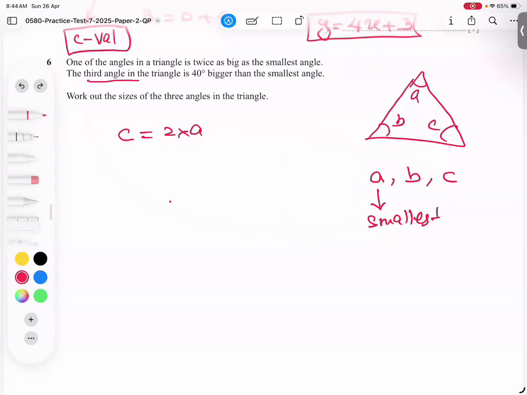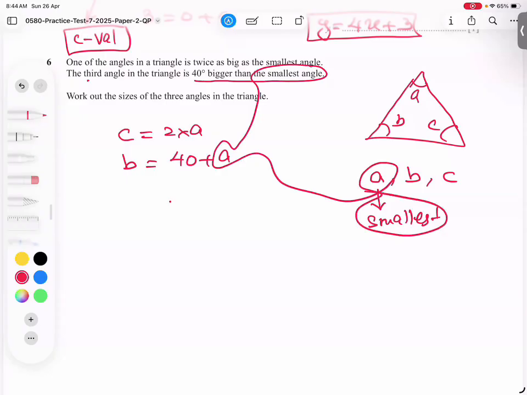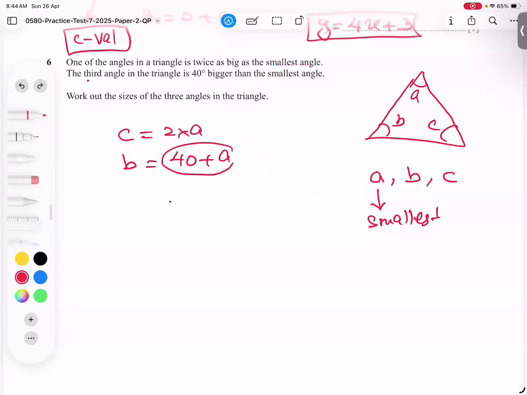He said the third angle is 40 bigger than the smallest angle. I repeat, B is equal to 40 plus A. You may ask what the reason behind it is. Because he said 40 bigger than the smallest angle, and the smallest angle is A. So bigger means we add. 40 bigger means add 40.